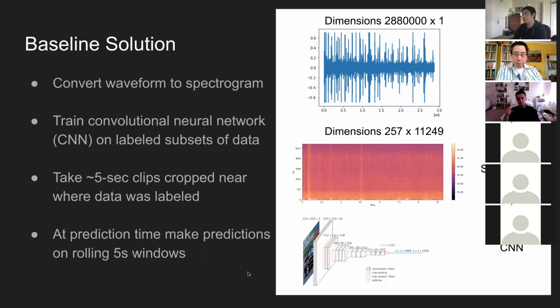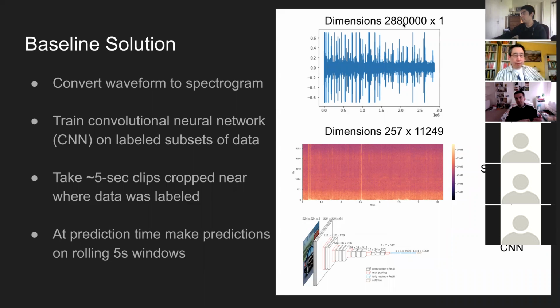Looking at the baseline solution, pretty much everyone did some variation on this. If you look at the public kernels, and if you look at other audio competitions in the past, they all kind of follow a similar formula. So we start with the raw waveform from the FLAC file. We turn it into a spectrogram. So this up here is the waveform. It's just a 1D series.